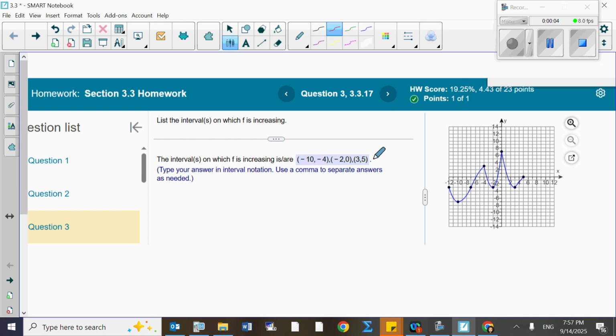Hi everyone, let's work on 3.3 homework, which is about properties of functions. I'm going to start with question number 3. It's asking us to list the intervals on which the function f is increasing.